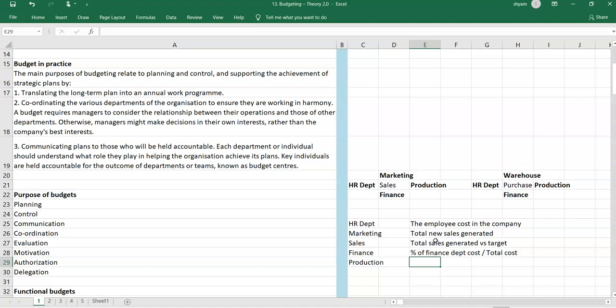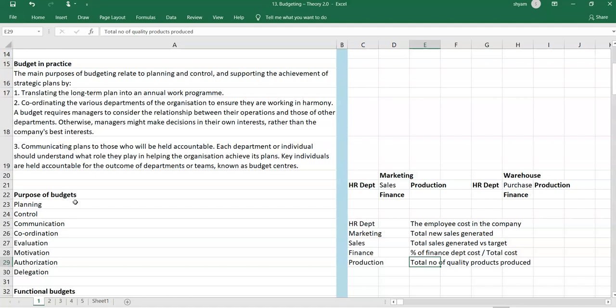So production: total number of quality products produced. So each department has its own targets. Each department will be created a budget and they have to stick with that. Each department has a target and they have to stay within that budget.